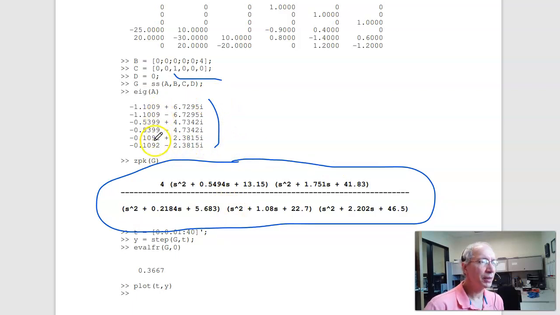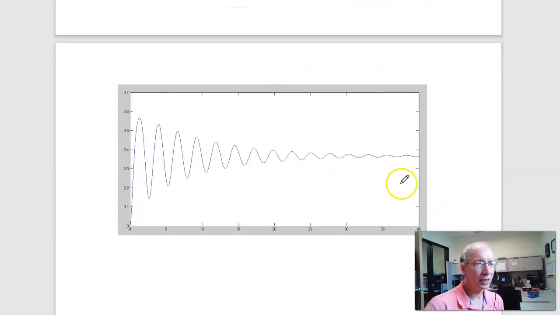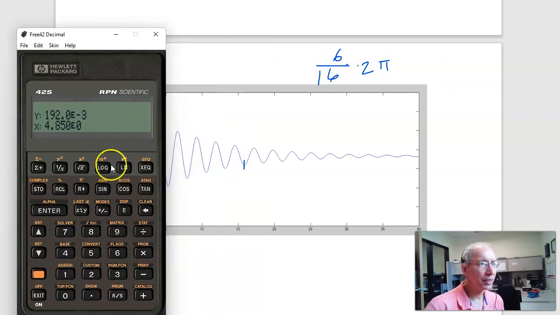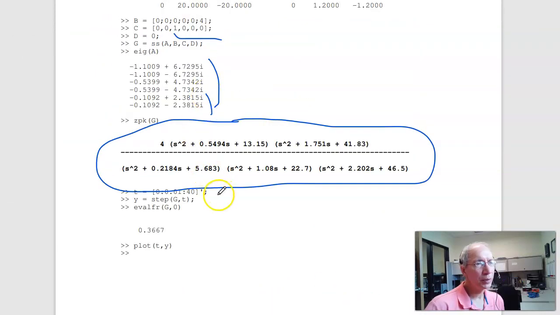So this tells me the settling time ought to be about 40 seconds, 4 over 0.1, and it should oscillate at 2.38 radians per second. If I plot the step response, it settles out in about 40 seconds, and the dominant pole, let's see, that's 1, 2, 3, 4, 5, 6. 6 cycles in 16 seconds times 2 pi. So 6 over 16 times 2 times pi. That's your 2.36 radians per second. That's that frequency. That is right here. Should be 2.38 radians per second.